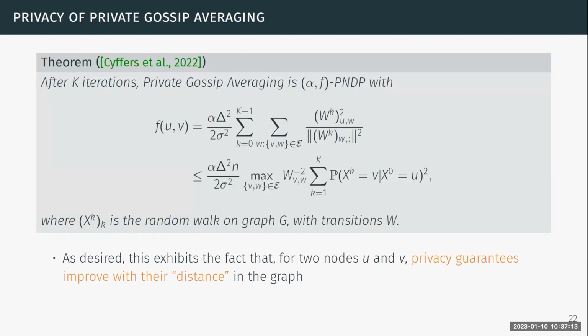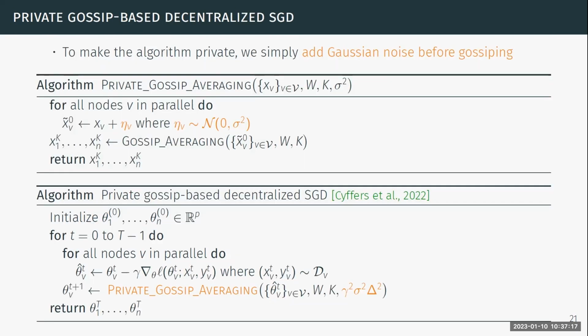Okay, so this is one of the main theorems. This is the privacy for private gossip averaging. So what I'm going to show is that essentially first I'm going to analyze the privacy guarantees of this algorithm, only the averaging part. And then it will be easy to extend the privacy guarantees to the full algorithm.